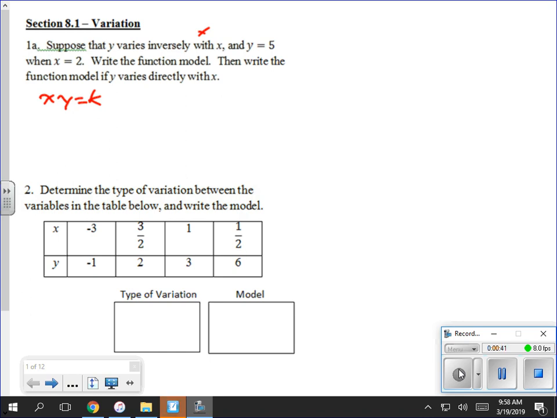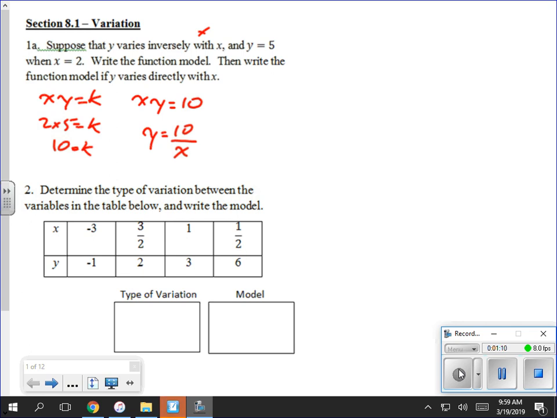X and y are 2 and 5. 2 times 5 is equal to k. So 10 is what my constant is. And so my equation is x times y is equal to 10, or I could have y equals 10 over x. Both of those would be good equations. You do not need to give me both. Both of those are versions of inverse variation.